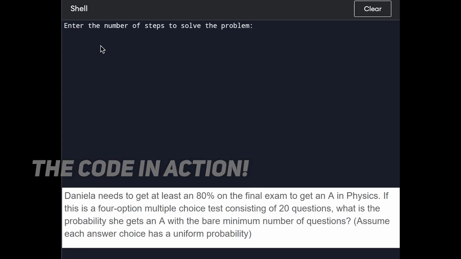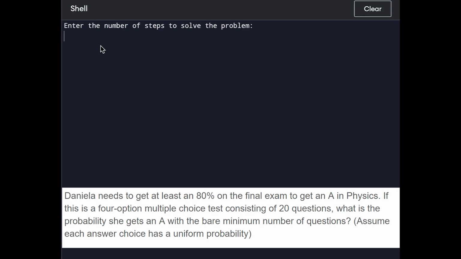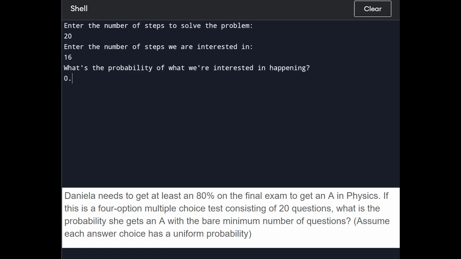Finally, we'll run our Python code in the shell. For the previous question we did for Daniela, we'll plug in 20 for n, 16 for k, and 0.25 for the probability that we're interested in, and then it'll give our final answer.